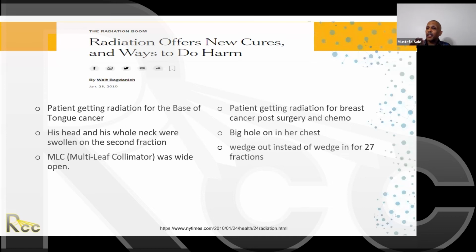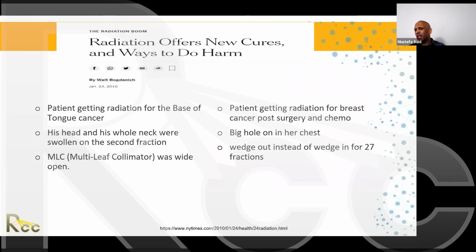Sometimes patients are dehydrated, they're weak, fatigue is kicking in. They may not be able to talk to you. Or if they have head and neck cancer, forget it. They may not be able to talk to you because they have ulcers and all kinds of pain. So start a conversation and talk to the family. If you see any kind of change, especially if the whole neck was swollen on the second fraction, think about it.